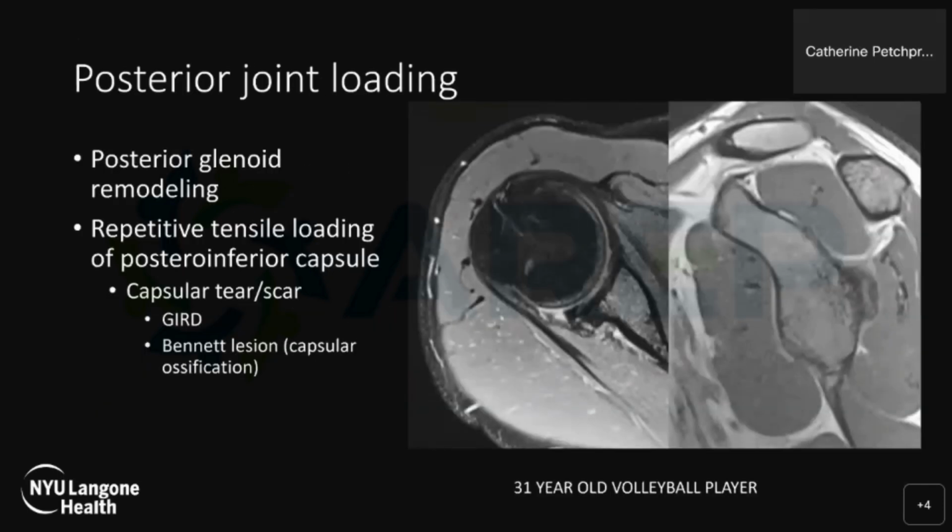The changes in the posterior joint are related to excessive posterior joint loading. Adaptive remodeling of the posterior glenoid results in focal retroversion. Repetitive tensile loading of the posterior capsule causes capsular microtears and scarring. This may ossify. This is called a Bennett lesion and is not necessarily symptomatic. Pathologic changes in the posterior joint can also result in clinical loss of internal rotation, called glenohumeral internal rotational deficit, or GIRD, for which there are no reliable imaging findings.